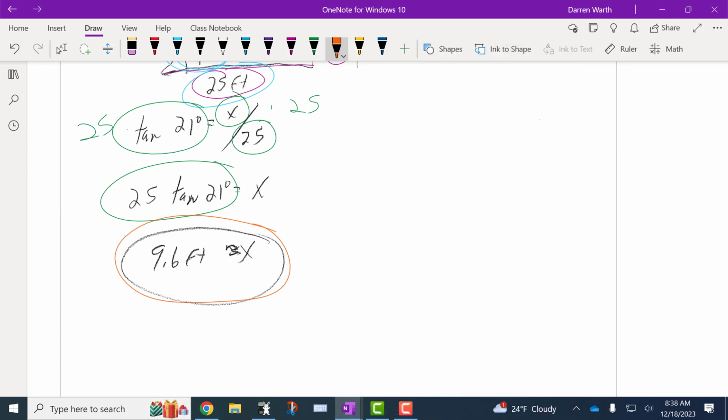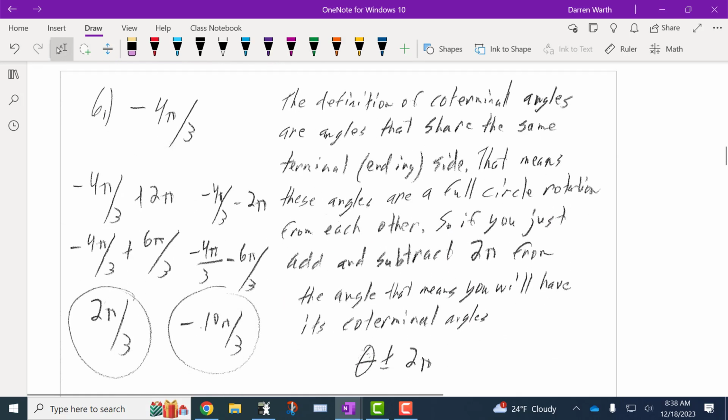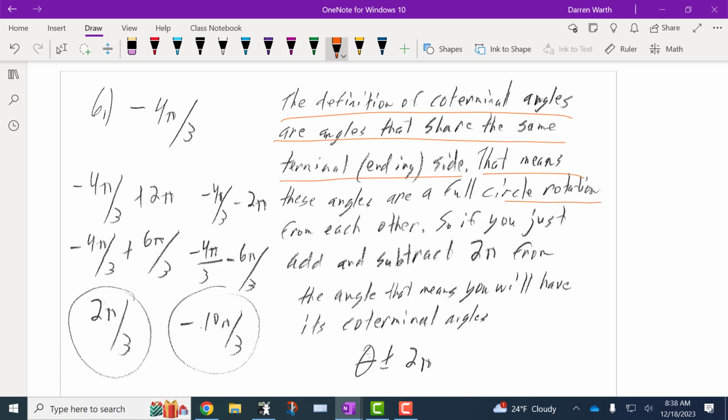Okay, this next problem on number 6. Number 6 says, find one positive angle and one negative angle that are coterminal with a given angle. So just remember your definition of coterminal angles. The definition of coterminal angles are angles that share the same terminal or ending side. That means that these angles are a full circle rotation from each other. So if you just add and subtract 2 pi from the angle, that means you'll have this coterminal angle.